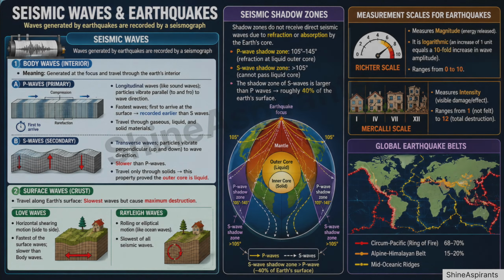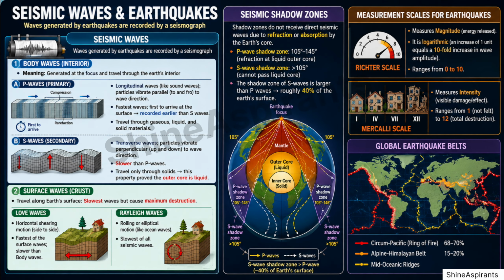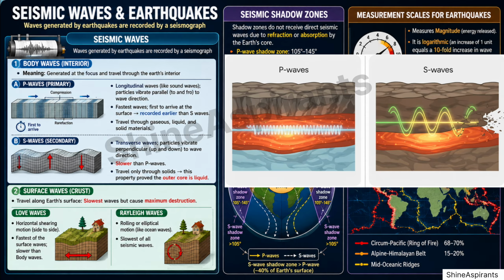Seismic waves. Body waves, generated at the focus, travel through Earth's interior. P waves, primary. Longitudinal waves, like sound waves. Particles vibrate parallel, to and fro, to the direction of wave propagation. Fastest waves, first to arrive at the surface, recorded earlier than S waves. Travel through gaseous, liquid, and solid materials.